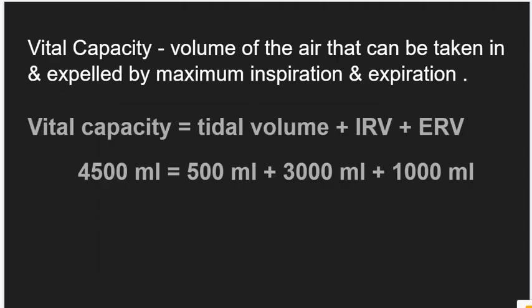Now, what is the vital capacity? It is the volume of air that can be taken in and expelled by maximum inspiration and expiration. के टाइम पर हम जितनी एयर को breathe in और breathe out कर सकते हैं, that is called vital capacity. That includes tidal volume, that is 500 ml, inspiratory reserve volume that we can inhale forcibly, that is 3000 ml, and expiratory reserve volume that we can exhale, that is 1000 ml. In total, it is 4500 ml.